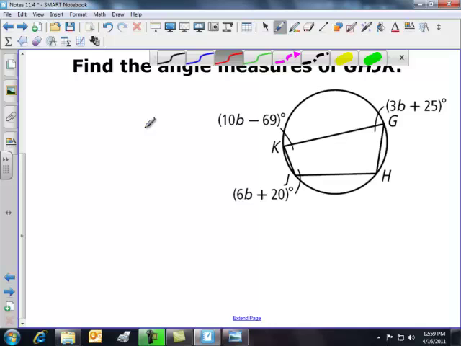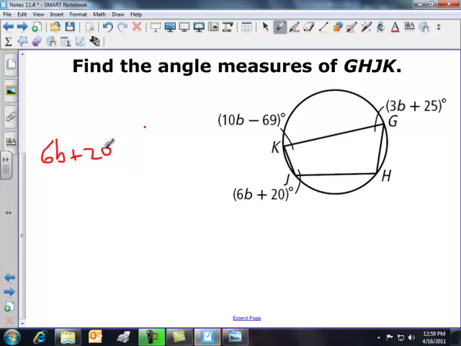Okay, so let's apply that here. We've got opposite angles which are going to be supplementary. Now, to be supplementary, that means that they're going to add together to give us 180. So I would set the 6b plus 20, add that to the 3b plus 25, and that is to equal, since these are supplementary, 180 degrees.